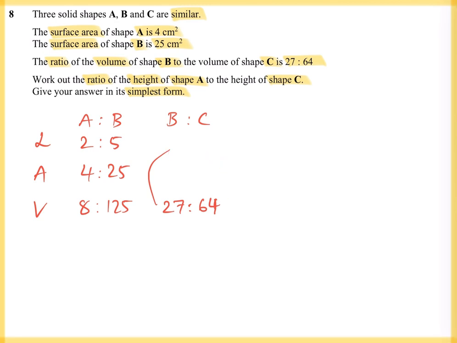So what's the cube root of 27? Let's write that here. That'll be 3. And then the cube root of 64, that'll be 4. So there will be 4 over here.